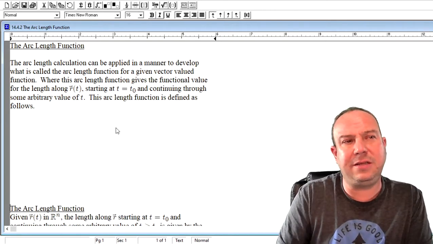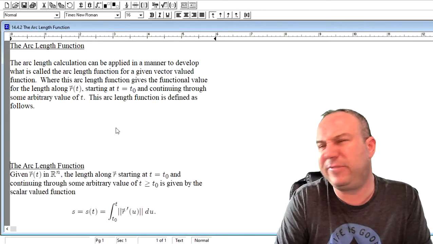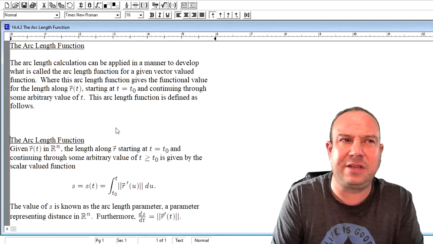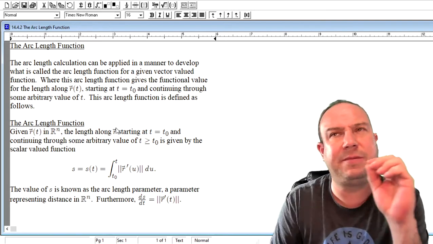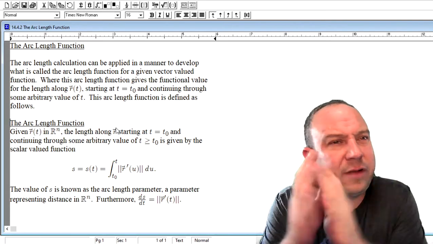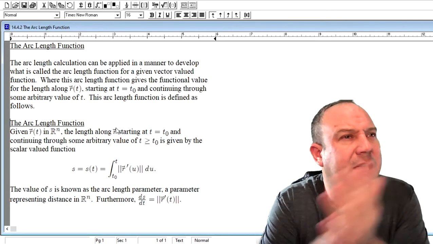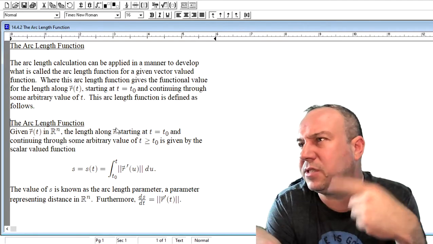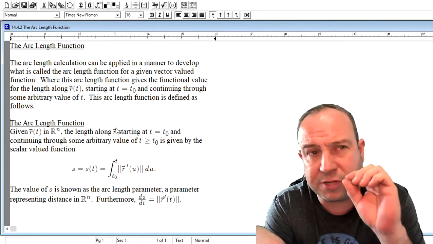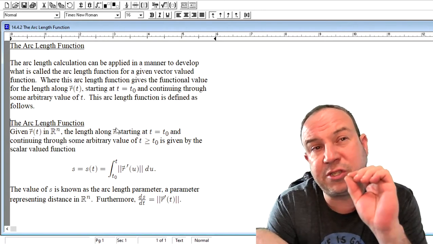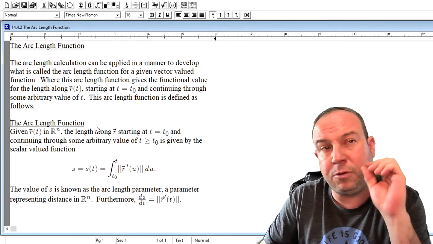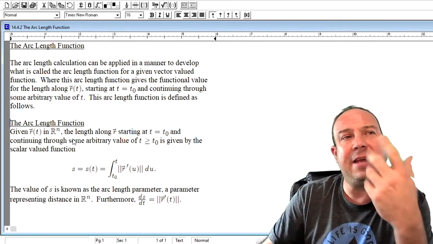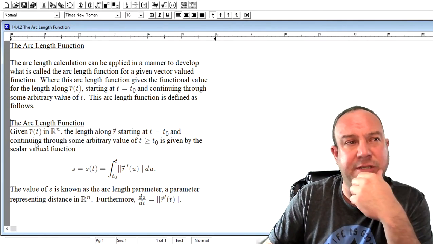It works a little like that future value calculation, because it involves a dummy variable here. It is another function that's going to build itself upon the variable of the parameter t. So we're going to reserve that arbitrary t value for the variable of this, and we're going to use u as a dummy variable in it. So it has that dummy variable aspect we're going to see.